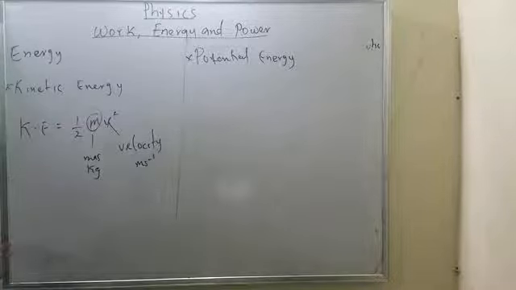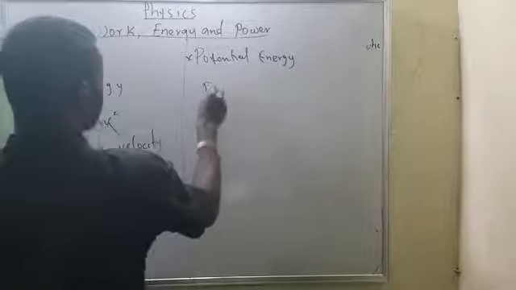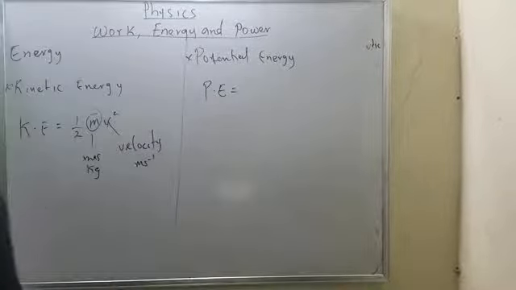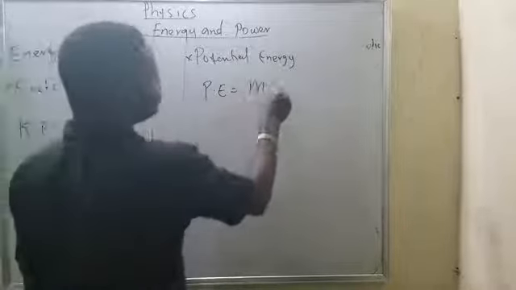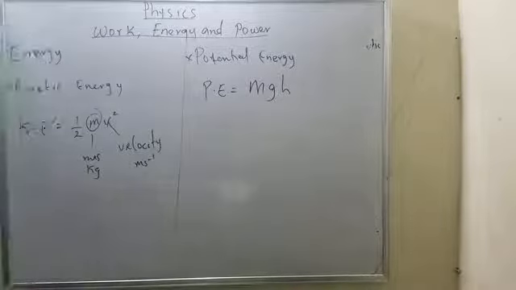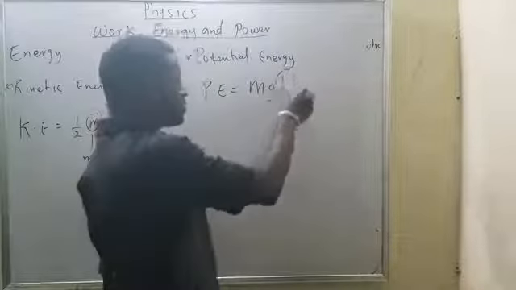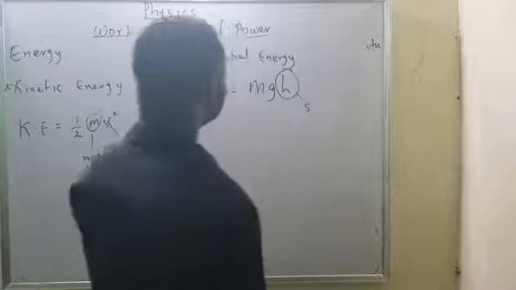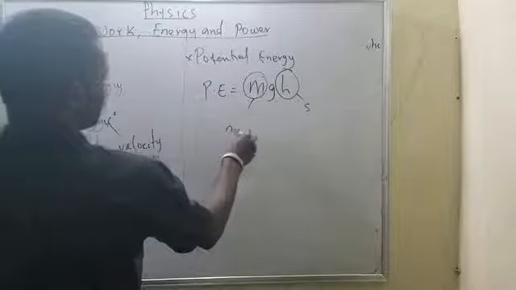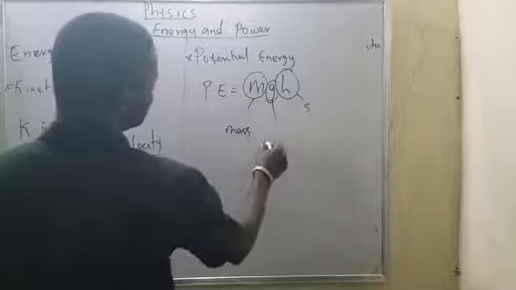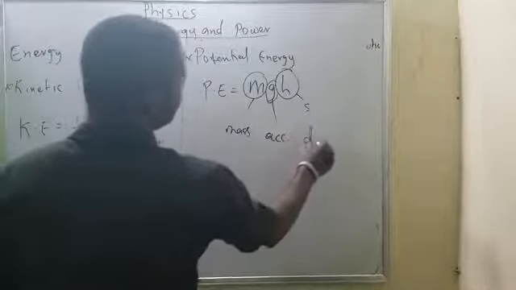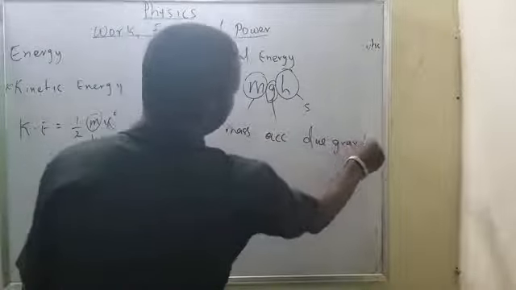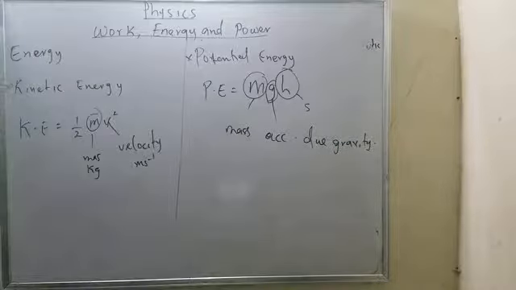Okay, when we talk about potential energy, my potential energy is always at rest. It means I'll be talking about mgh. h is the height. Your h will always appear as a distance. Please don't forget that. This one is the mass, while this one is gravity, acceleration due to gravity. Please take note of that.